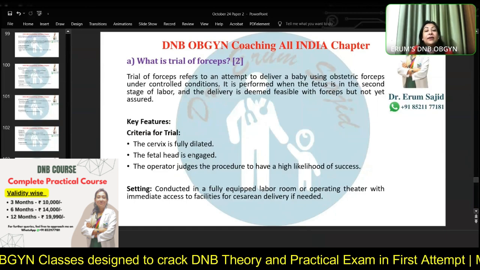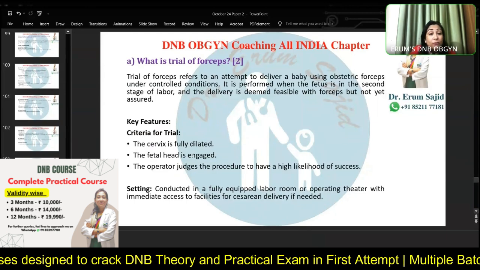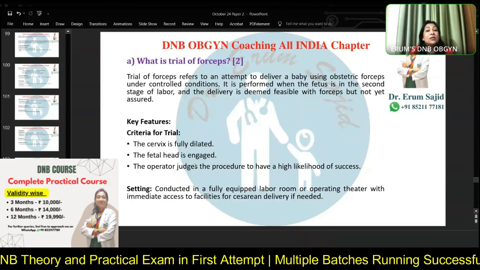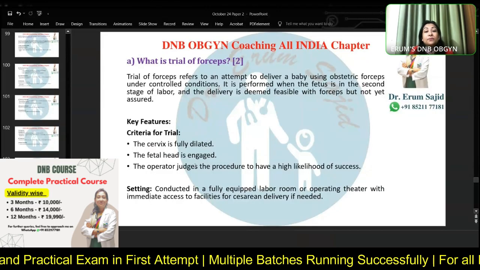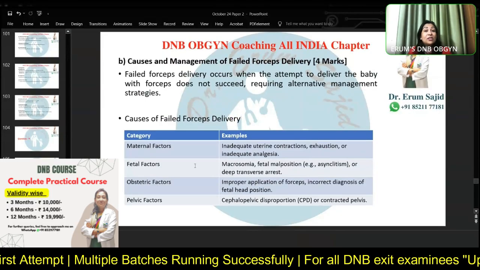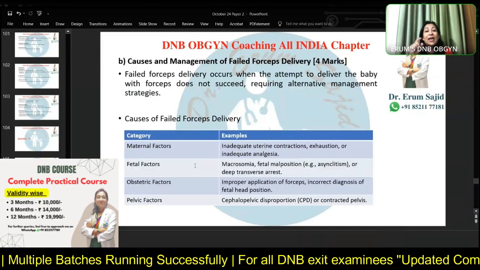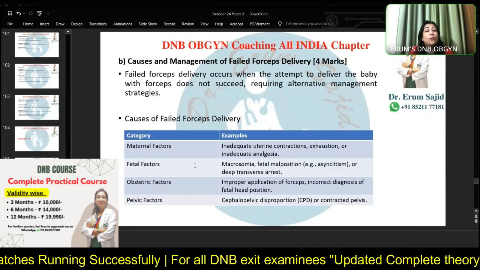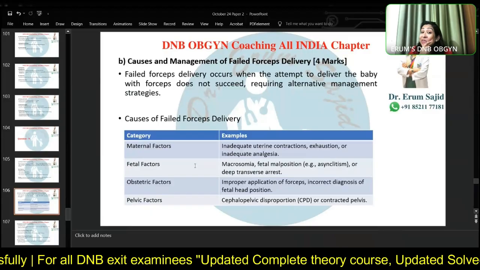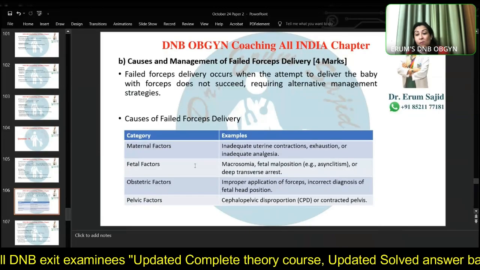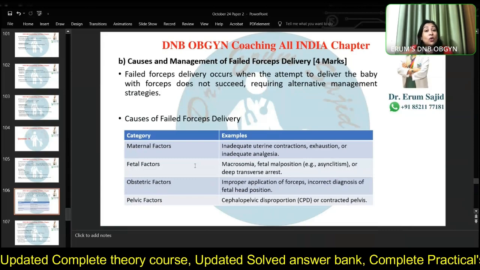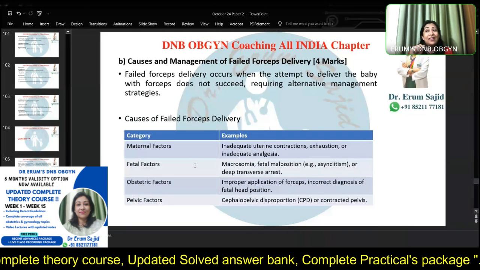The cervix should be fully dilated, head should be engaged, it should be below station 0, and the person who's performing the forceps should be experienced, in a fully equipped labor room. OT should be informed. Anesthetist should be on call, because if you have a failed forceps, the only way to handle this patient is basically through cesarean section. Yes, dual setup for OT. OT should be informed. The anesthetist should be at bay. These people should be right there.